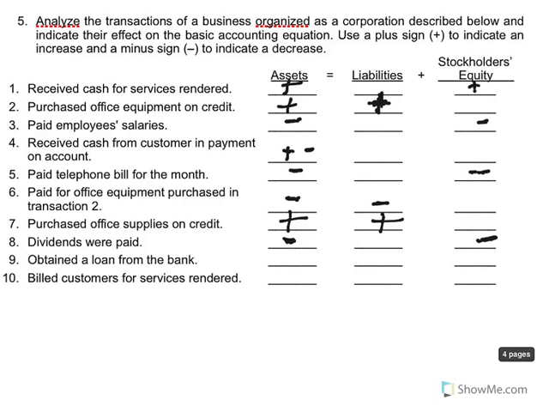I obtained a loan from the bank. Well, cash goes up, but also liabilities. Bank loan goes up. And last, I billed customers for service rendered. Well, my accounts receivable will go up, so assets will go up, and my equity will go up because I earned revenue, even though I did not receive any money. So those are the transactions, and how they affect the asset, liability, shareholders' equity accounts. We analyzed that. We're now going to move into journalizing these transactions.